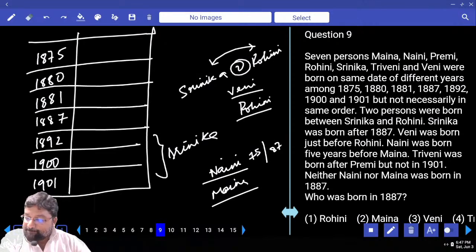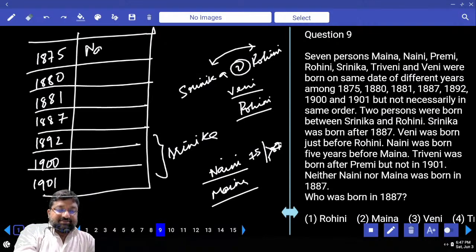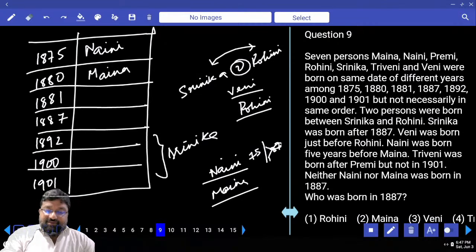Next, read on. Triveni was not born after Premi, but not in 1901. Neither Naini nor Maina was born in 87. Only one possibility. This is Naini. This is Maina.